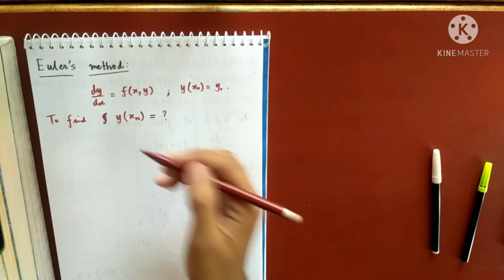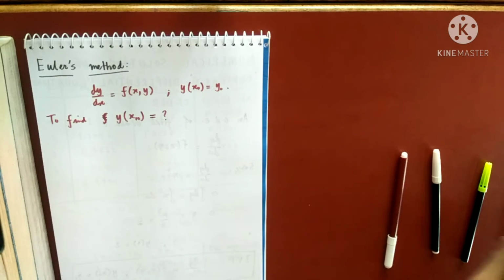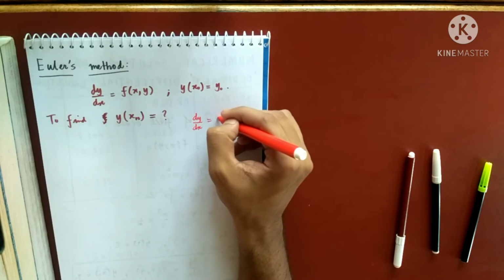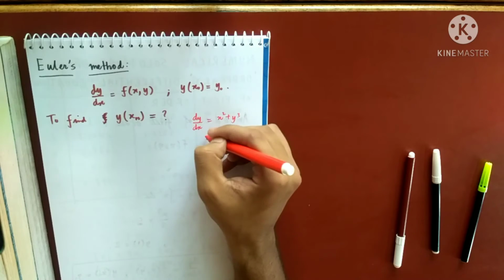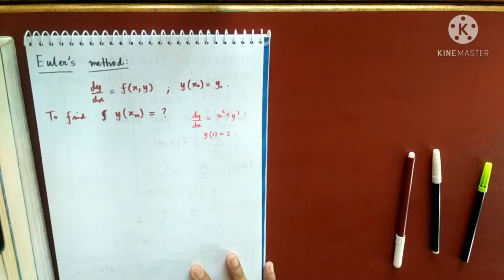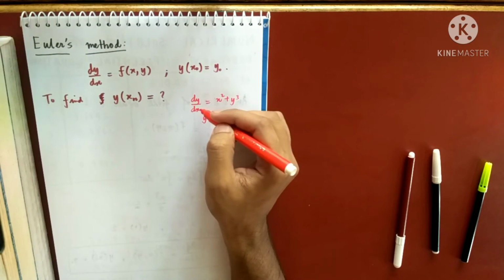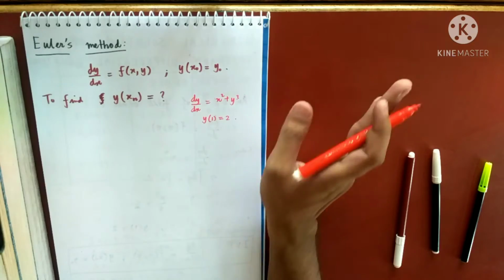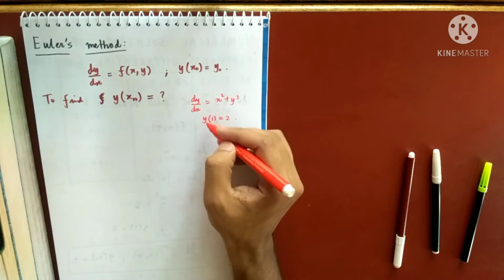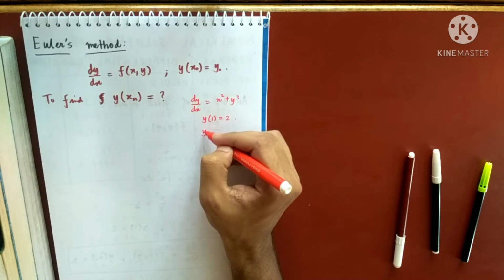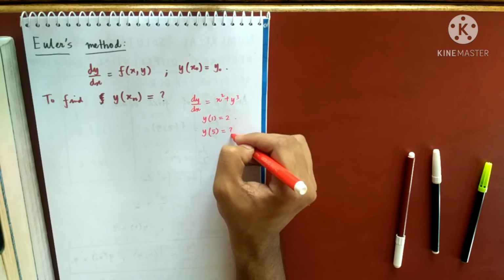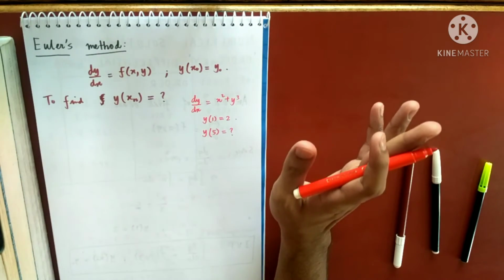See, my question is like this. I know dy/dx equals some function, suppose x² + y³. I also know that y at 1 is 2. Suppose I know these two things. Now, what is my aim? I don't want to see how the solution will look. I am not interested in the solution itself, but I am interested in what is the value of the solution at a point that I am interested in. That is what I have written.